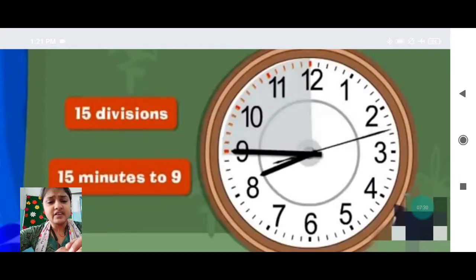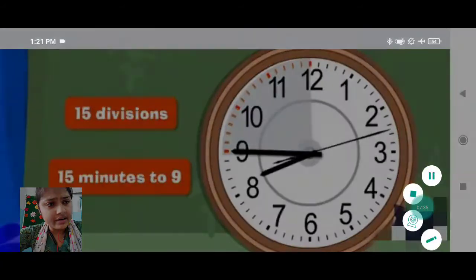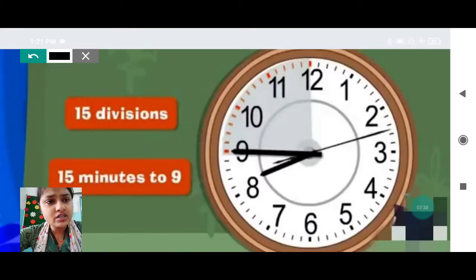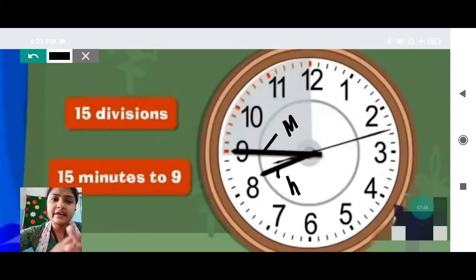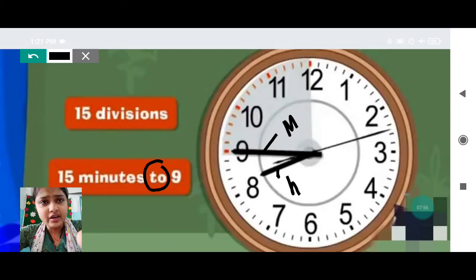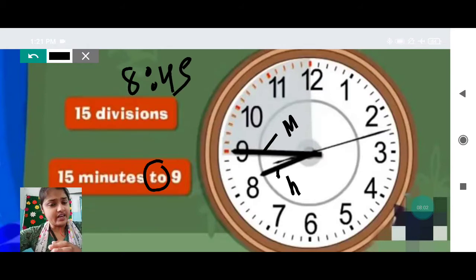There are 15 divisions. Okay, 15 minutes to 9. The minute hand you are seeing, this is the minute hand. When this minute hand is on 9 and the hour hand is on 8, then we read it as 15 minutes to 9. Here the 2 indicates that 15 minutes are still left to be 9. Right now it is 8:45. We can read it as 8:45 also, and we can read it as 15 minutes to 9.